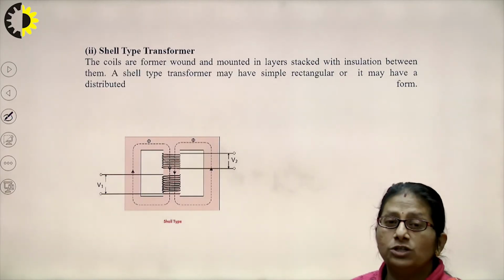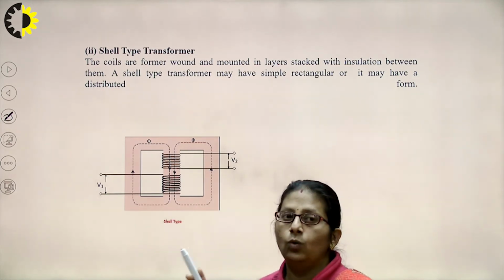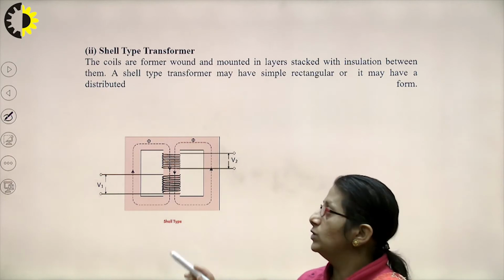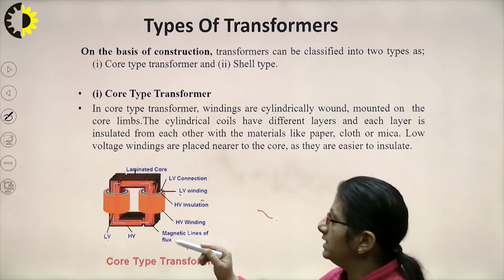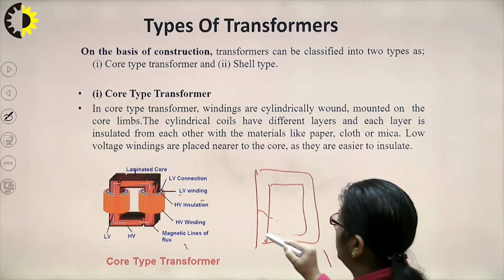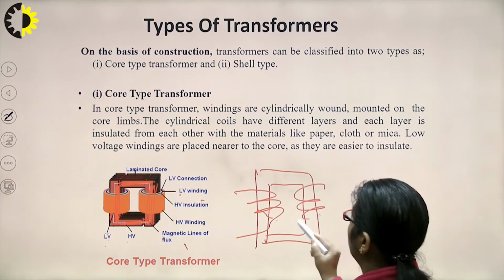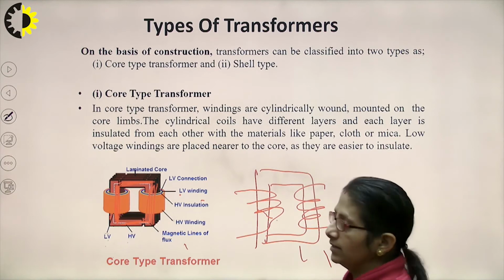Now, similarly for a shell type, you can see there is a very significant difference between a core type and a shell type. The very first thing, instead of 2 limbs, we have 3 limbs. In a core type transformer, I have just a single magnetic circuit.